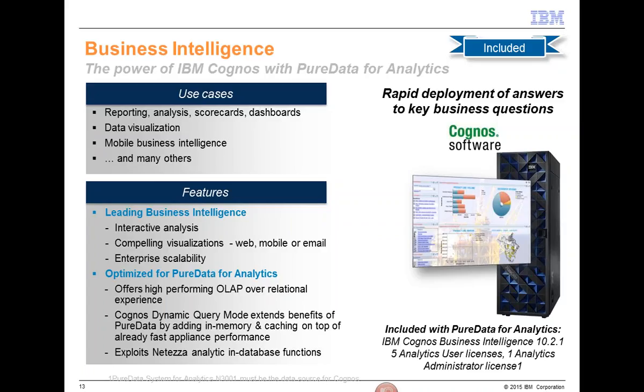And Cognos, and Sajid will talk about this later, uses a feature called dynamic query model. It really exploits the in-memory and caching techniques that PDA is using to make both systems, when you're working together, run faster. And Cognos also can take advantage of the in-database analytics functions of PDA, so that when it uses one of those functions, the PDA machine is actually executing that, as opposed to having it run back on the Cognos server. Next slide, please.